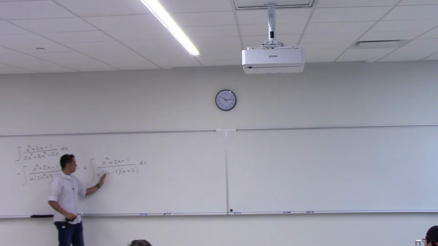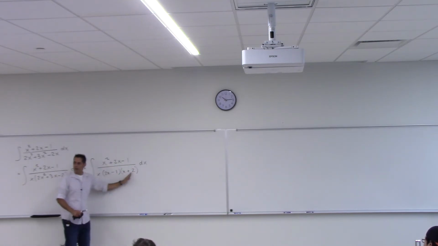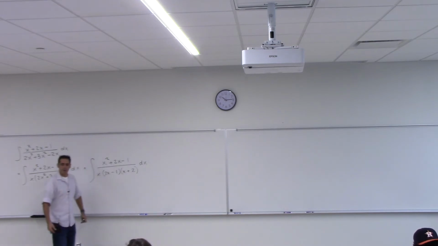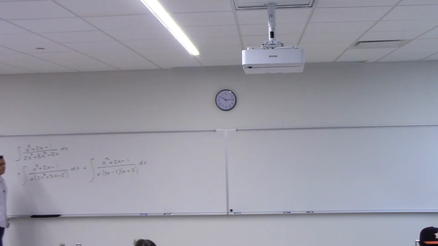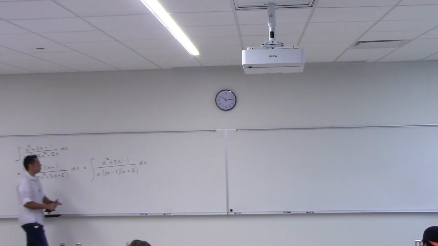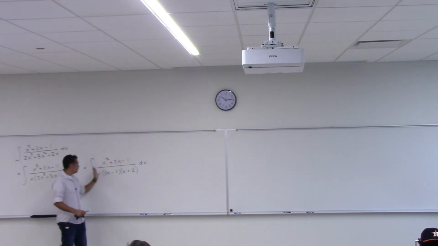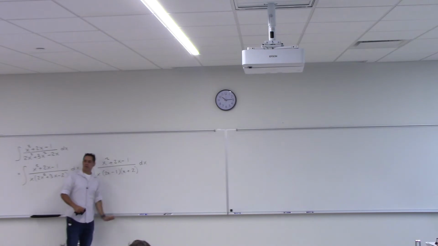2x squared plus 4x minus x minus 2. That works. Right? So that's just factoring. But do you see now that we have something over 3 distinct linear factors?